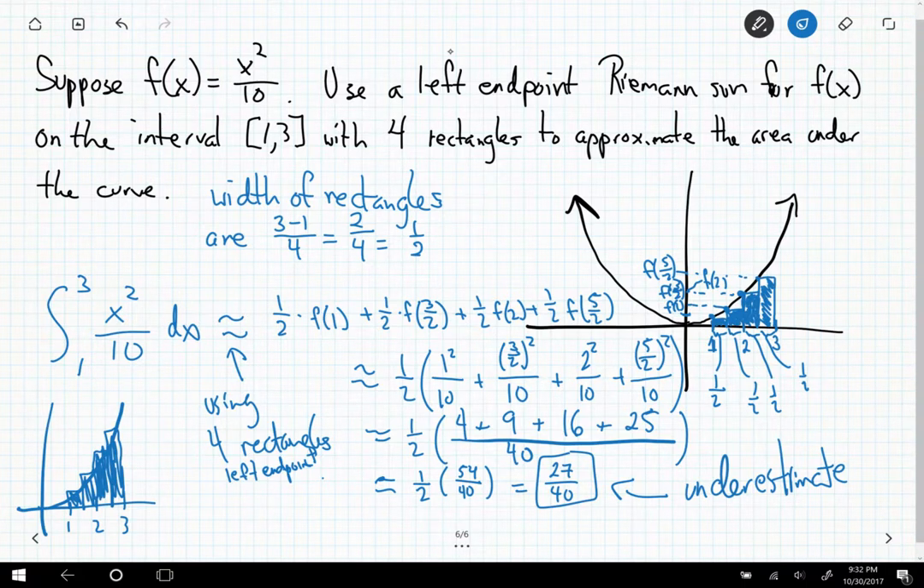Well, right endpoint would look like, essentially, so this approximation, we'd have 1/2. We get f of, notice our first one's 1.5. Our second one's f of 2. Our third one's f of 2.5. And our fourth one's f of 3. Oh, there we go. Let me get those values.